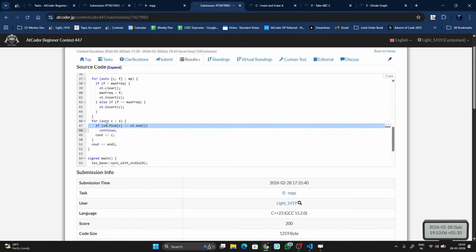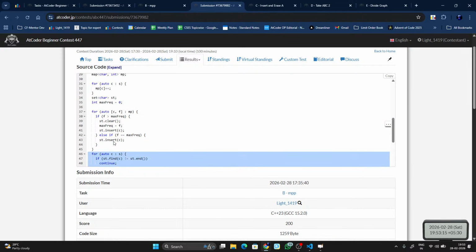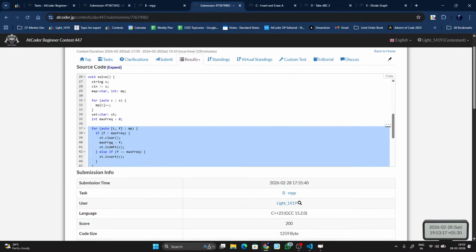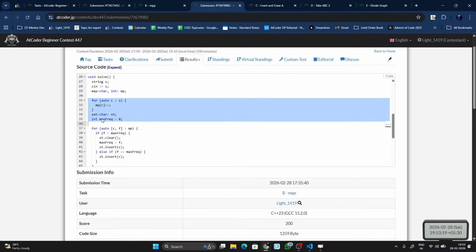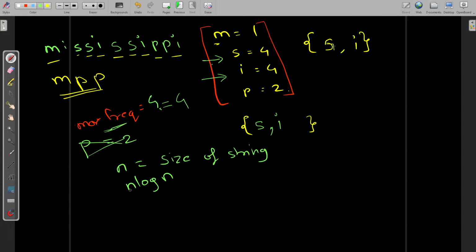And at last we are again iterating upon the character and checking if it's present in the set or not. So this is also n log n. So n log n, this particular part, this is n into twice of log n, and this is n log n. So our solution would be, if we ignore the constants, the actual value was 2n log n, but since we ignore the constants, our solution time complexity would be O of n log n.